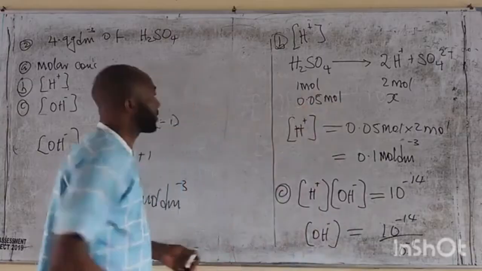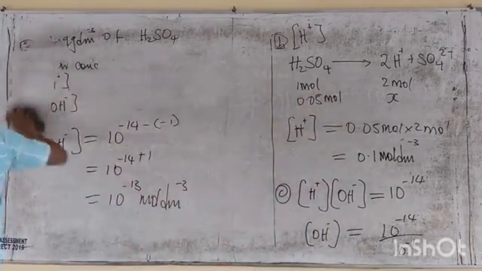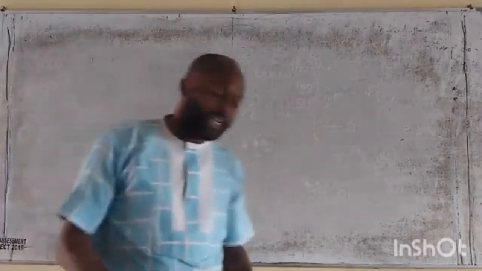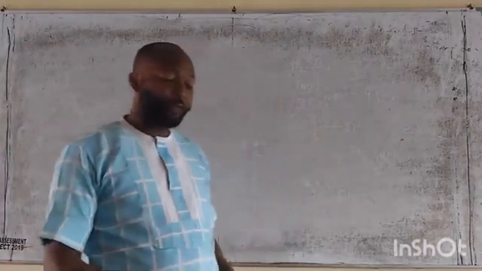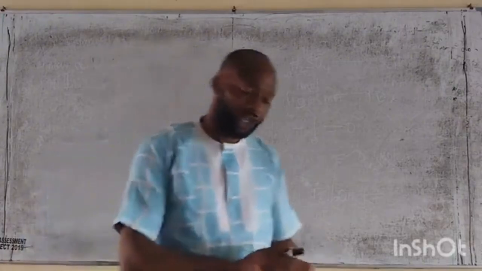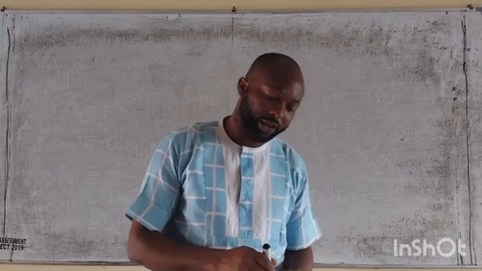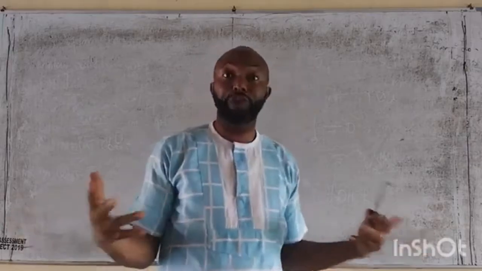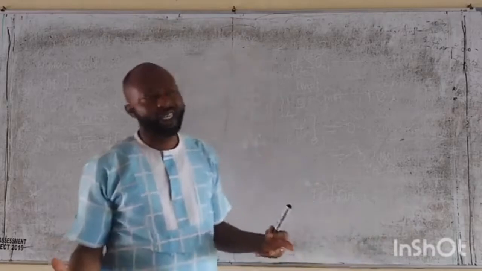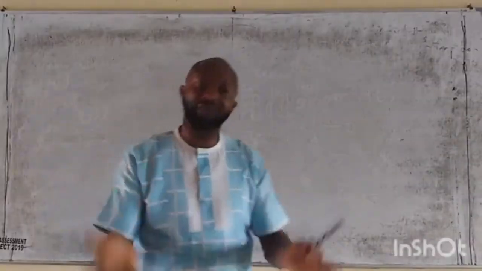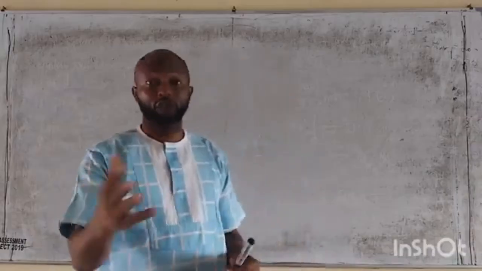Question number 1. It says calculate the pH of pure water at 25 degrees Celsius, if the hydrogen ion concentration is 1.0 times 10 raised to the minus 7 mole per dm cube. So they say we should calculate the pH of pure water. We say that pure water has a pH of approximately 7, because it's neutral.